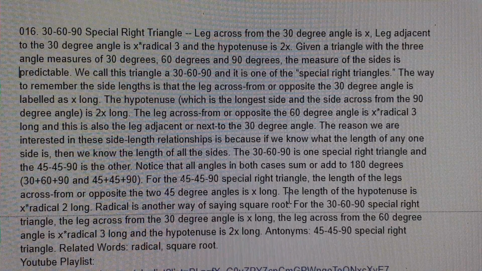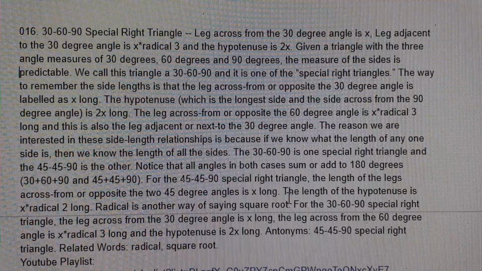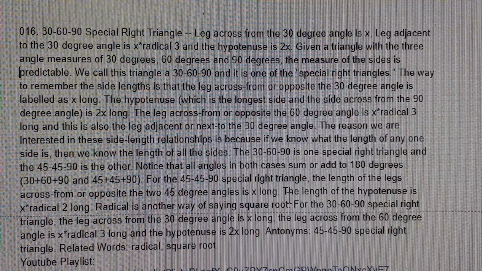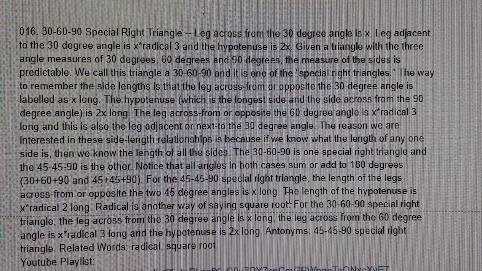angle is labeled as x long. The hypotenuse (which is the longest side, and the side across from the 90-degree angle) is 2x long.